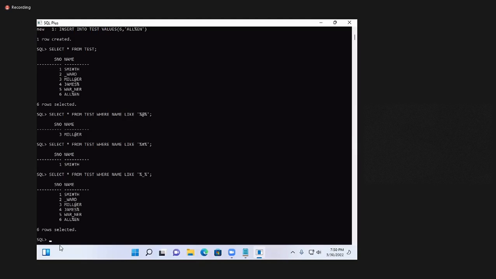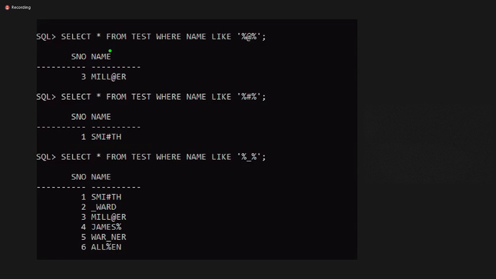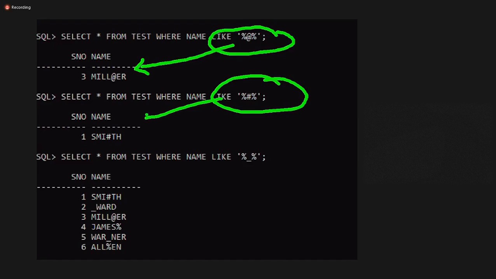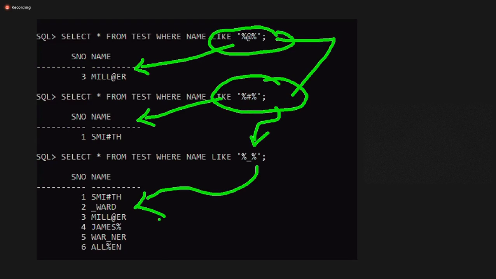But carefully observe: previously when I gave the @ symbol, it showed direct output without any problem. If I use the # symbol, it also shows the correct and accurate output. But the underscore, which I'm using in the same pattern, showed the wrong result. And why, sir?